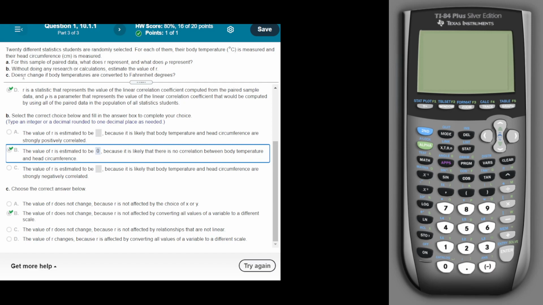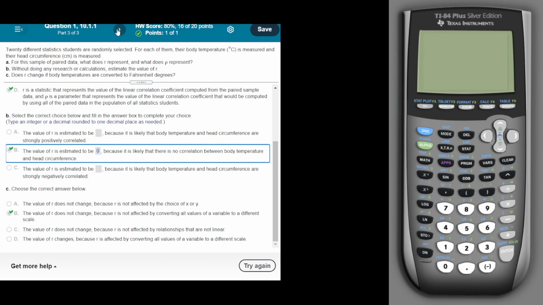They're talking about this up here. It says, does R change if body temperature are converted to Fahrenheit degrees? The answer is no. Okay, so you want to write this down. The value of R does not change because R is not affected by converting all values to a different scale. So those are easy points. You want those. Okay, so definitely question 1 is going to be on your exam.